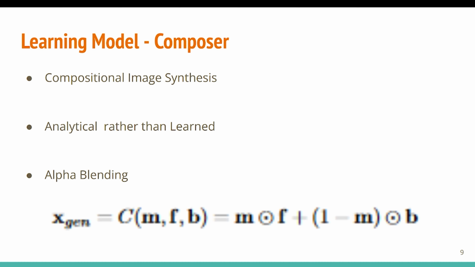Now our composer here uses compositional image synthesis to put those things together. It takes a shape and a background, puts the shape on top of the background, and then gives it the texture. And this composer is analytical rather than learned, which means it's not modeled, it's not a neural network. It's based on compositional image synthesis, and it's mathematics based on alpha blending, which puts it all together.